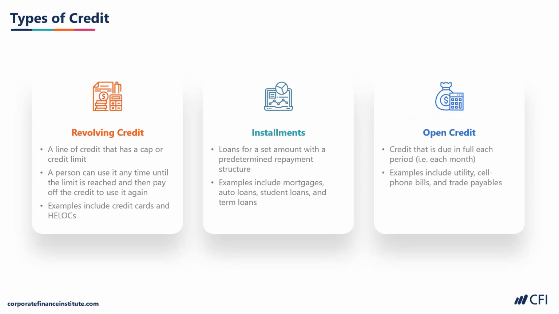With open credit, a company extends to its customer the ability to use its products or services on credit, but that amount is typically due with each month or each period. So for example, a utility bill or cell phone bill. It's billed at the end of the period after which you've been using that product or service. So they are extending a form of credit to their customers.